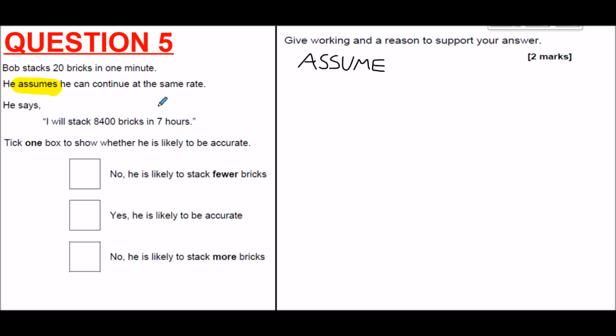We need to think about this in a real life context. So he says he'll stack 8,400 bricks in 7 hours. Let's give him the benefit of the doubt. Let's say he's right. So he can do 20 bricks in 1 minute. So if he carries on at the same rate, we could work out how many bricks he could stack in an hour.